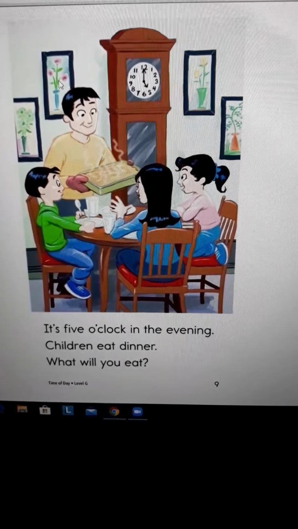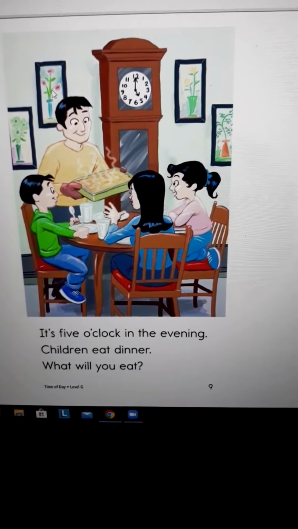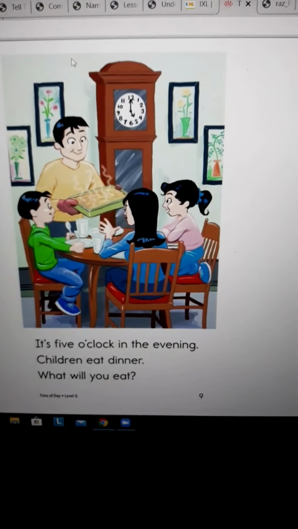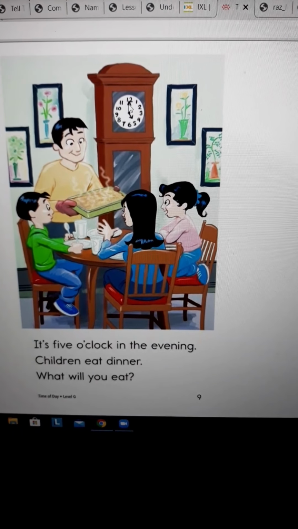It's 5 o'clock in the evening. Children eat dinner. What will you eat? So 5 o'clock. The hour hand is touching the 5. The minute hand is touching the 12. So that makes it 5 o'clock.